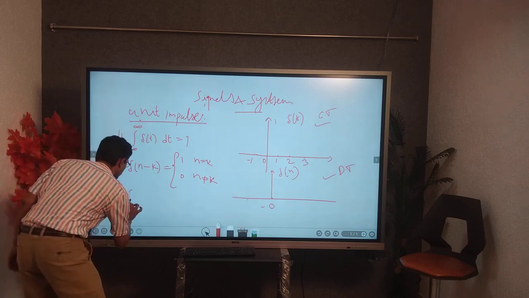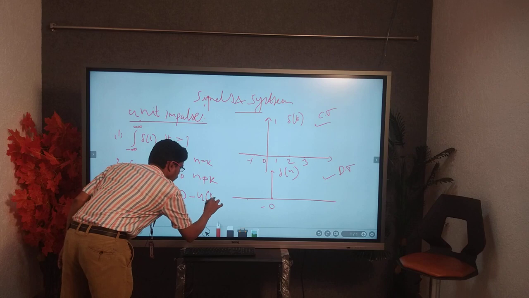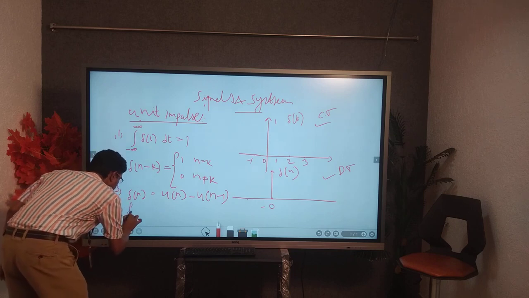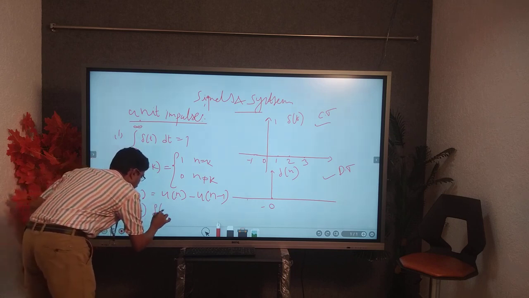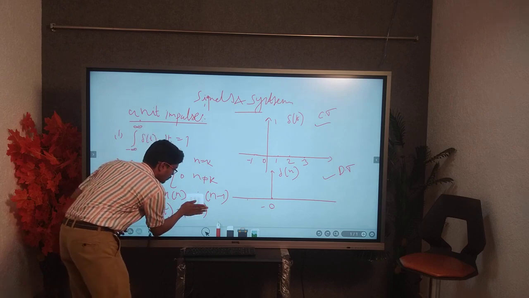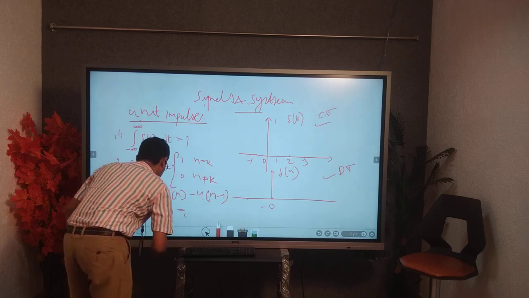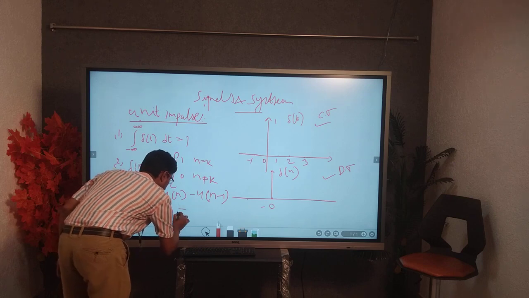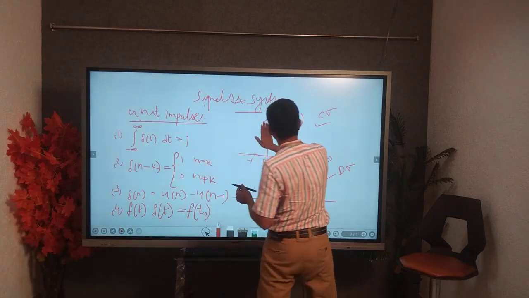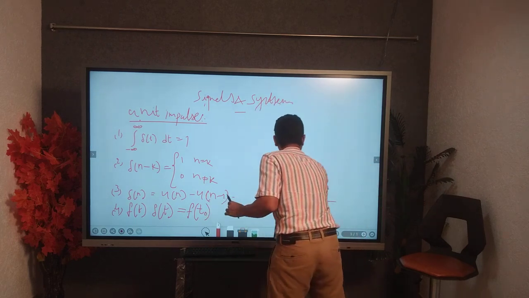And next one, δ[n] = e[n] − e[n−1]. And next one is f(t)δ(t) = f(t₀), f(t₀). That means e[n] − e[n−1]. L of t equal to f of t₀, and the remaining also I can represent. After that I will explain one by one.